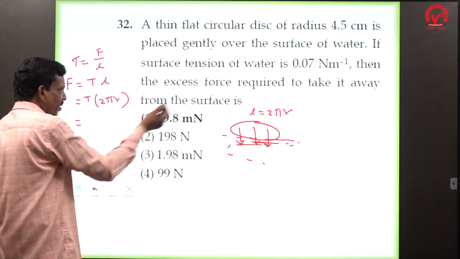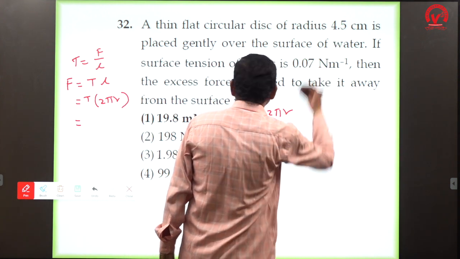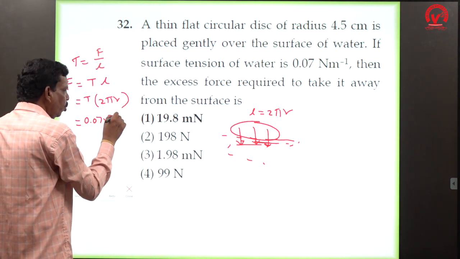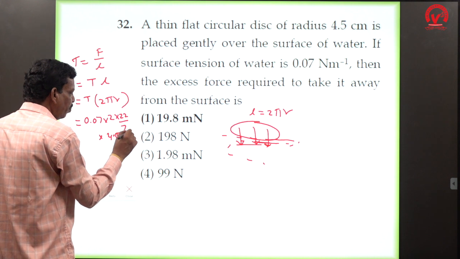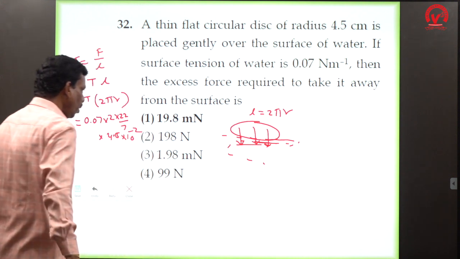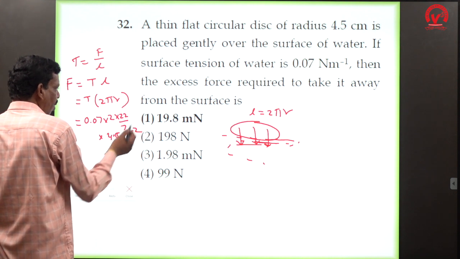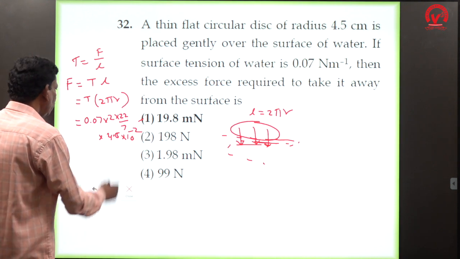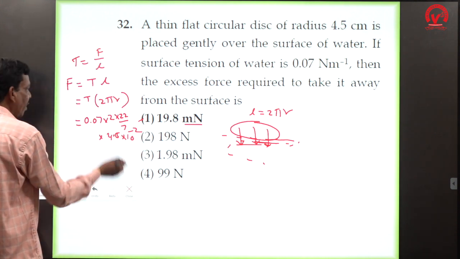Then substitute the values and you get the answer. Very simple. The surface tension is 0.07 and you substitute the radius: 0.07 into 2 into 22 by 7 into 4.5 into 10 power minus 2. That's all. Substitute and what you get is approximately 19.8 into 10 power minus 2, in millinewton. Calculate it.